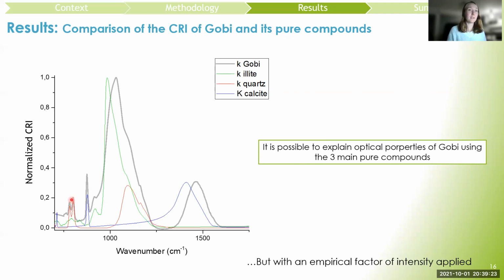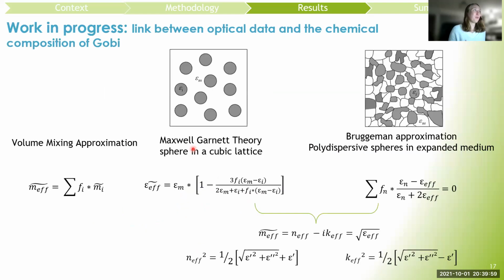But the only problem is that the spectrum I showed you was normalized. So I modified the concentration or the intensity with an empirical factor in order to fit and to better see where the pure compounds are fitting the features of Gobi. But it could be nice to now check with the real chemical composition and the real volumic fraction, for example, if it's possible to retrieve the refractive index of Gobi using these three main compounds. And for that, we will check some effective medium approximations.